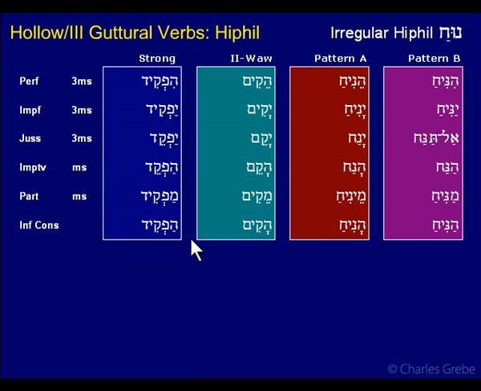Okay, what I have here is the Hiphil. Here's the strong verbs. Okay, so hifkid, yafkid, whatever. This is the two vav. This is what we've looked at so far. This is the normal second vav for the Hiphil.